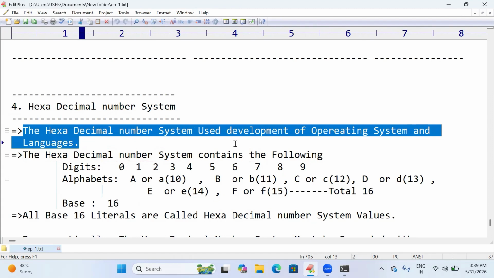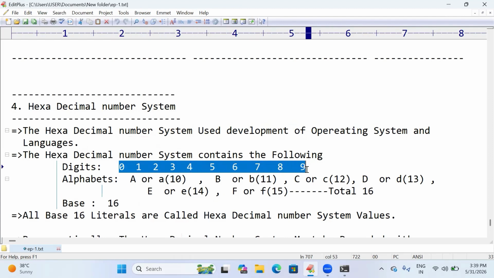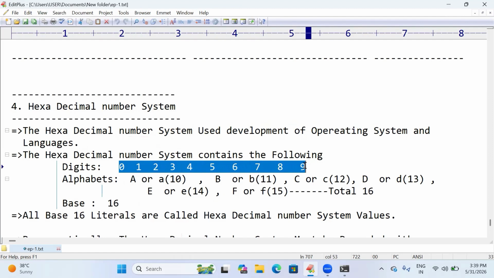In order to develop an operating system, we want to use the hexadecimal number system. In the hexadecimal number system, we have 0 to 9 digits. So 0 to 9 digits means in total 10 digits, right?